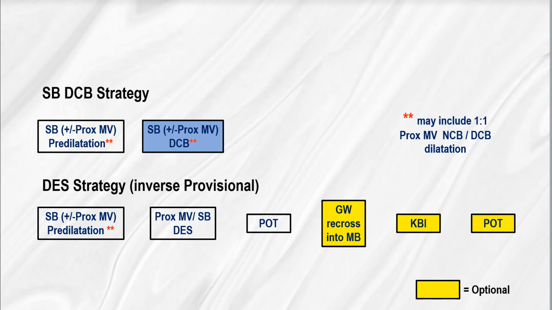Side branch drug-coated balloon strategy steps include side branch pre-dilatation, which may include another 1-to-1 proximal main vessel non-compliant balloon dilatation, followed by side branch drug-coated balloon dilatation, which may include 1-to-1 drug-coated balloon dilatation of the proximal main vessel.